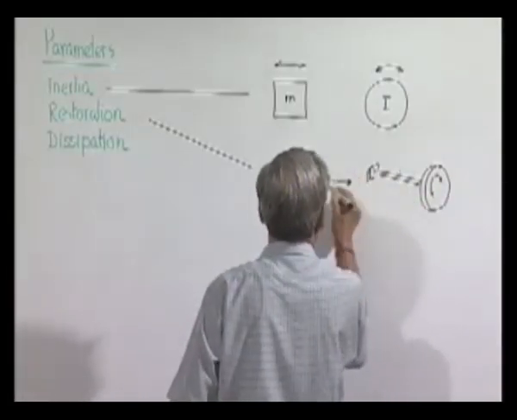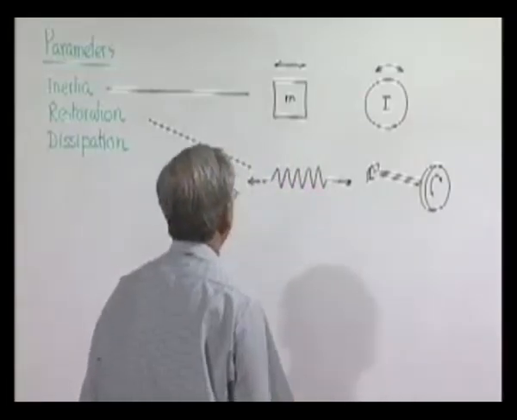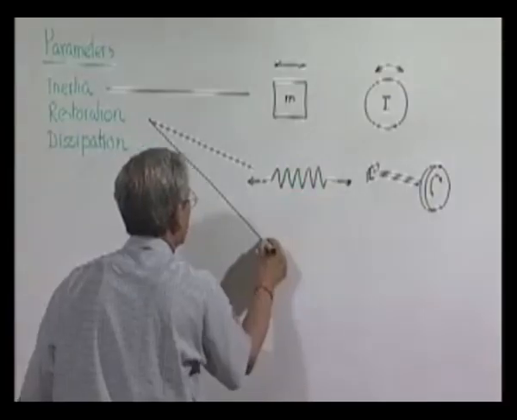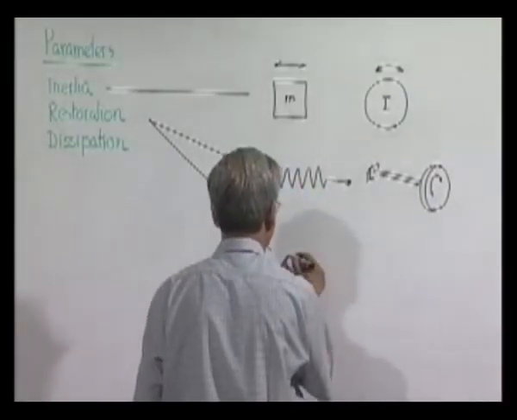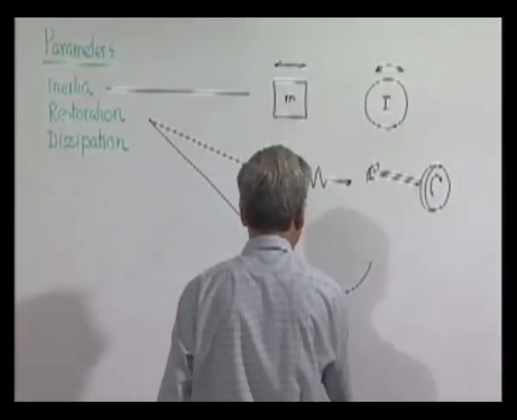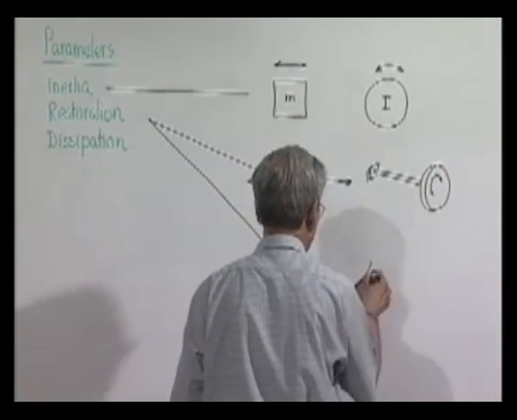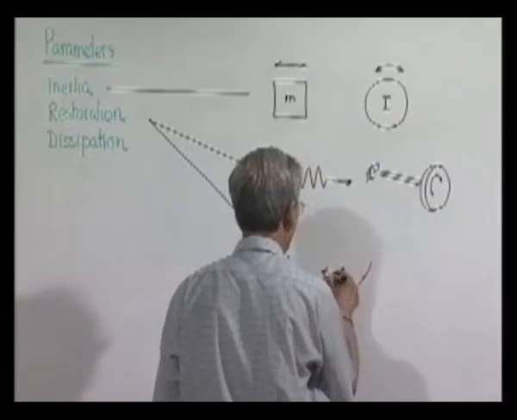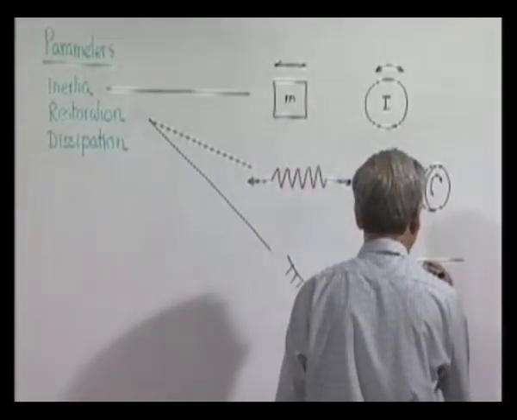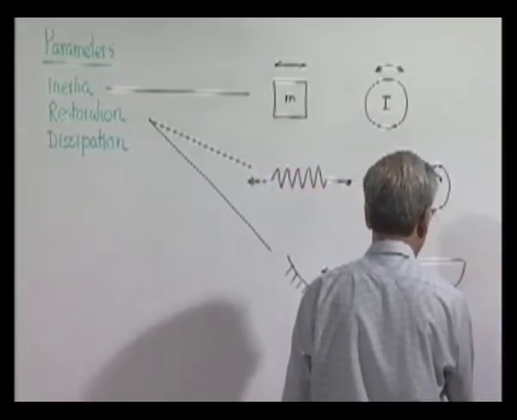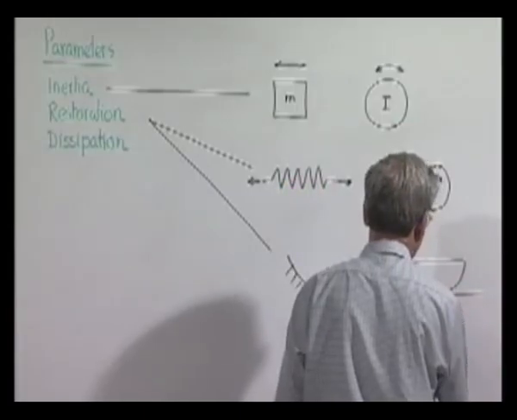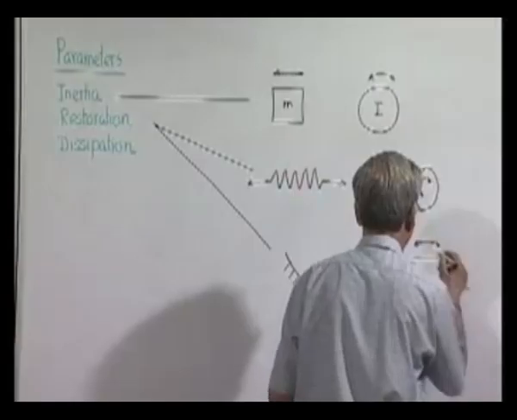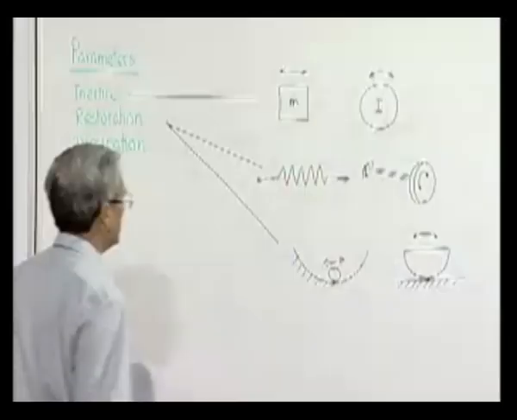Here it is like this. Restoration can be gravity based, we have already seen, not necessarily elasticity based. So we can have a basin like this in which this is oscillating, or this also is oscillating on the horizontal surface.